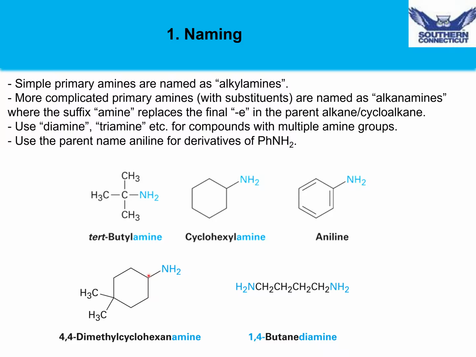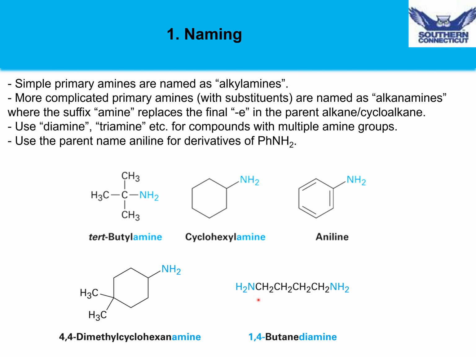4,4-dimethylcyclohexanamine. Now note that you can use either naming system, either an alkylamine naming system or replacing the letter E of the alkane with the amino or amine suffix. Either system is acceptable by IUPAC rules. Aniline, of course, is a compound we previously discussed, which has an amino group attached to benzene. And if we add other substituents, we want to follow the typical naming rules for aromatic compounds.